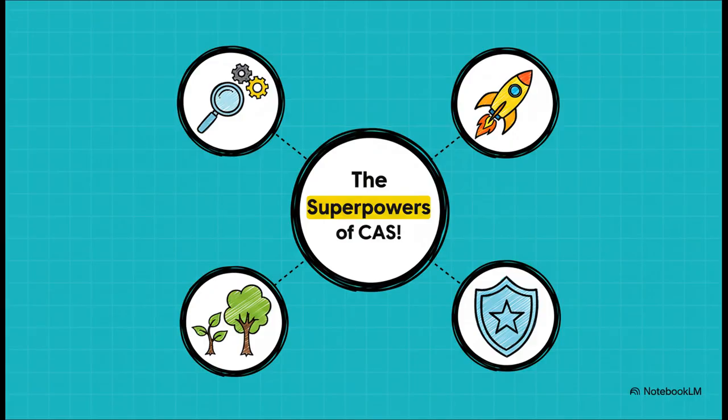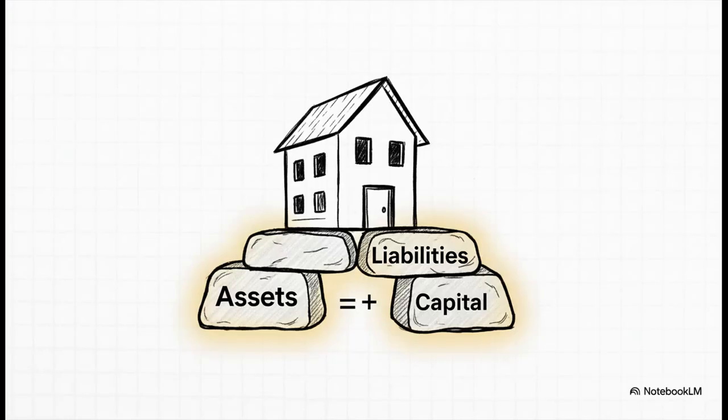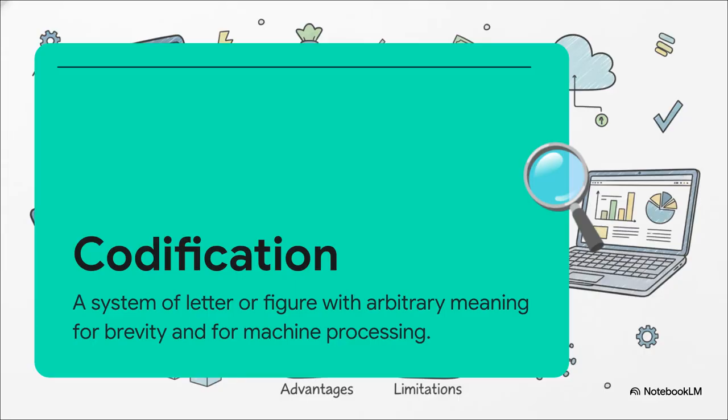How cool is that? But wait, with so much information flowing in, sales, purchases, assets, liabilities, how on earth does a computer keep everything so neat and organized? Well, it uses a kind of a secret code. Come on, let's crack this code together. But before we get to the secret code, we have to remember the golden rule of accounting. You know this by heart, don't you? Assets are always equal to liabilities plus capital. This one equation is the foundation for everything, and it's how the computer knows how to group all the accounts correctly.